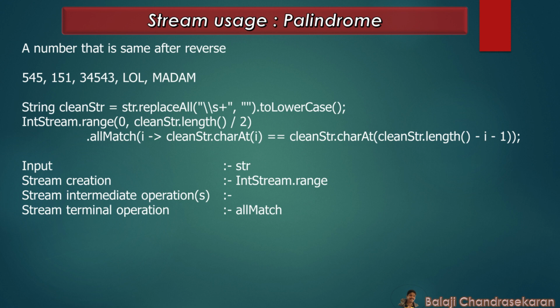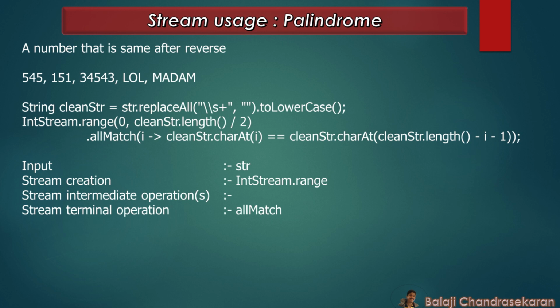This code takes an input string str and checks if it is a palindrome or not. It first cleans the input string by removing the spaces and converting all the characters to lowercase. Then it uses the IntStream.range method to iterate over the first half of the characters in the clean string.